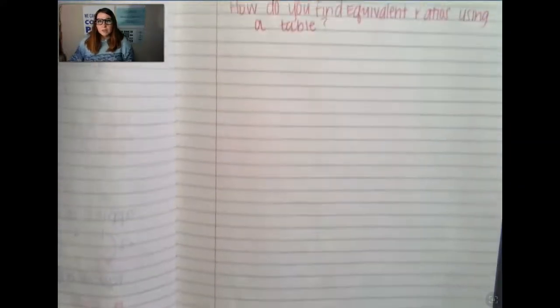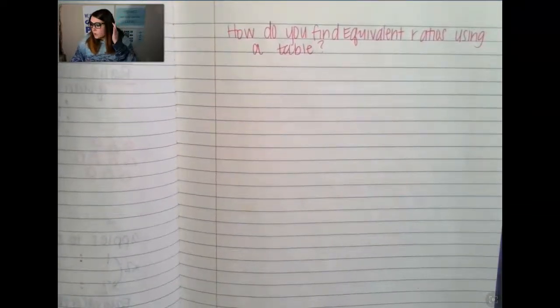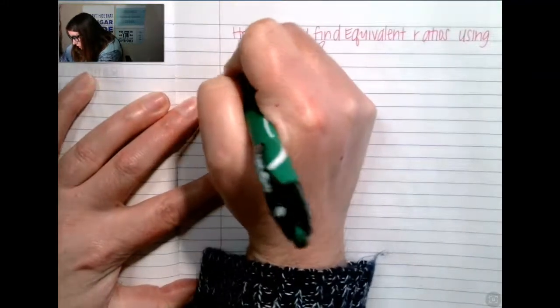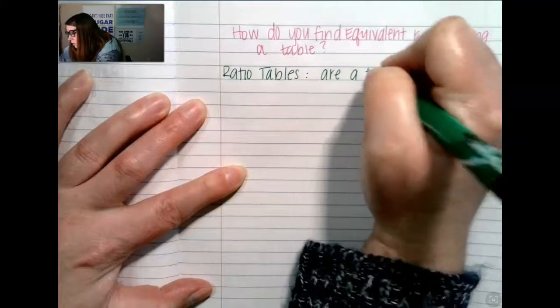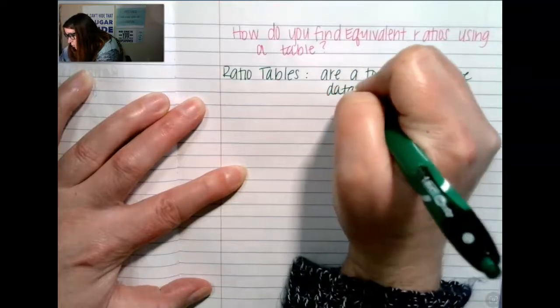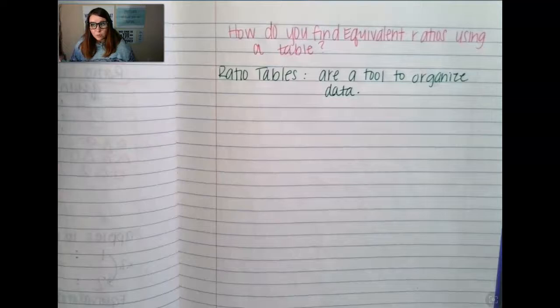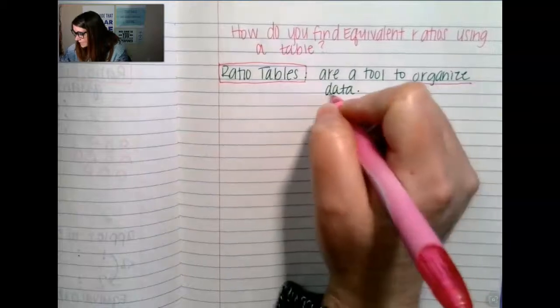Today we are going to be looking at how to find equivalent ratios when we are using a ratio table. So first of all, what is a ratio table? Well, a ratio table is just a fancy way to organize data. Ratio tables are a way, or a tool, to organize data. And we can use these ratio tables to put information into them.